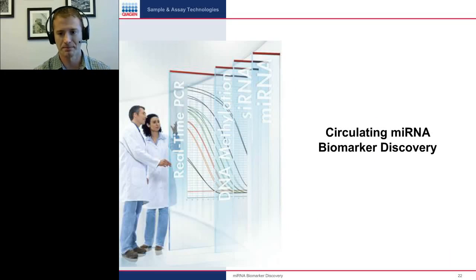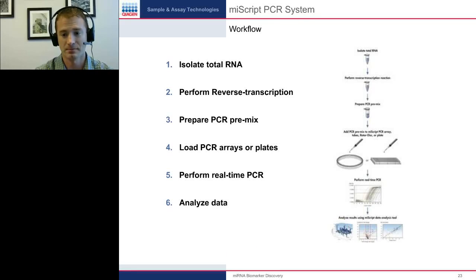So let's continue on. So now let's discuss circulating microRNA biomarker discovery. And with this, you will use the microscript PCR system. This is a real-time PCR-based approach system, and the workflow is as follows. You isolate RNA, perform reverse transcription, prepare your PCR premix, load your PCR arrays or individual primer assays, perform real-time PCR, and analyze your data.